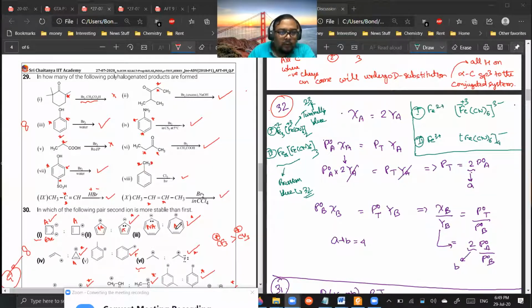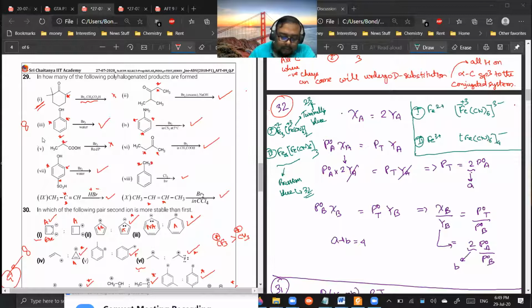Only in option number 1 and option number 5 you will have mono substitution. Bromination in acidic medium will give only one bromine on each side of the carbonyl group. Here, this side you don't have any alpha hydrogen, and this side you have only one alpha hydrogen, so here you will get only the mono-bromo product. If I talk about this case, you will get one bromine this side and one bromine this side.